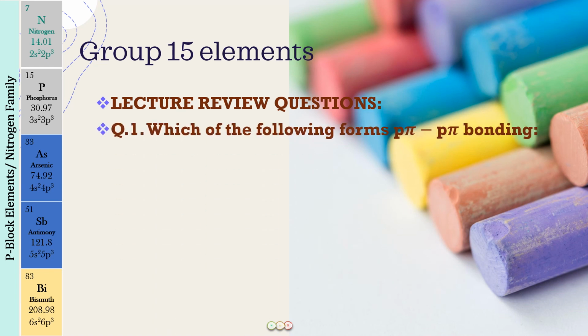So question number 1 is, which of the following forms p pi bonding? So it is either going to be phosphorus, or it will be arsenic, nitrogen, or antimony in their elemental state. Which one is going to be showing p pi bonding? That is what you have to tell.